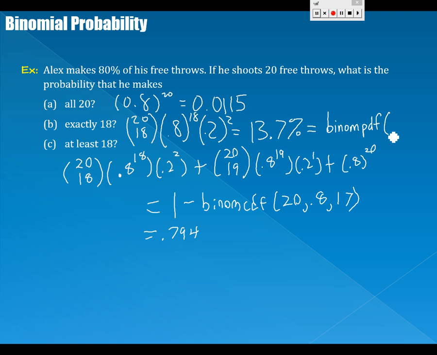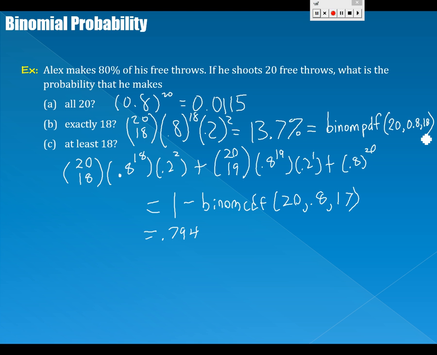But for PDF, we're going to enter the same things here. 20, that's the number of trials. You always do the number of trials first. Some of you have fancy calculators that actually say it. And then the probability, which is 0.8, and then the value you want. So in this case, 18. And just verify that you also, using that, get 13.7%.